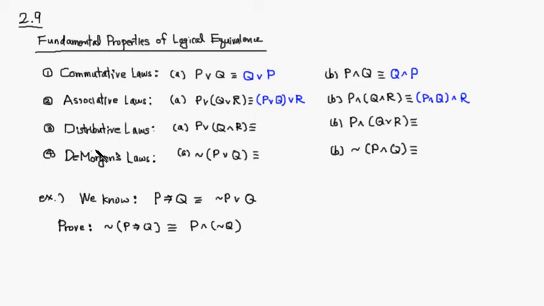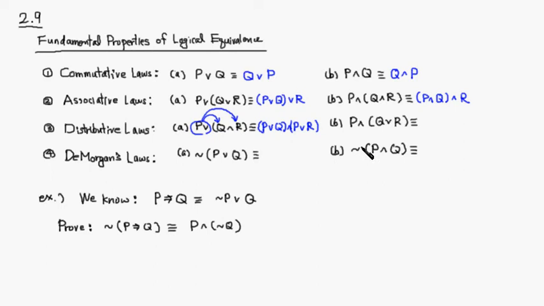The third one is called the distributive laws. You can actually distribute P or to each statement like this. So you have P or, then the conjunction of Q and R, which would be P or Q, and then P or R separately. Then after that you take the conjunction, the and, between those two results.